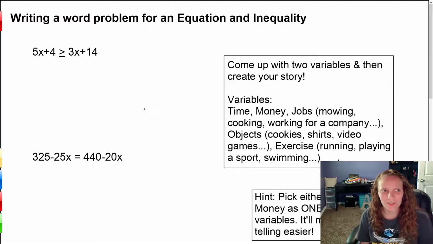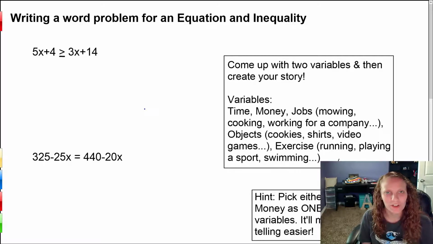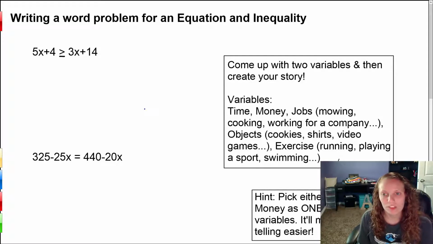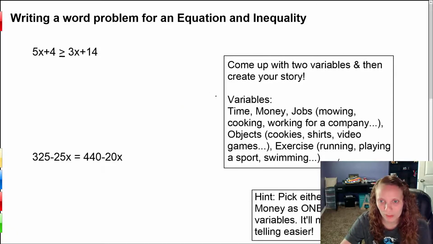Hey guys, today we're going to be looking at an inequality and an equation, and we're going to come up with our own word problem for each. To come up with a story, we need to come up with two variables and then start writing our story. Variables could be time, money, jobs like mowing or cooking, working for our company. It could be objects like cookies, t-shirts, video games, or exercising where you're running or playing a sport or swimming. These are just some examples of what variables could be.